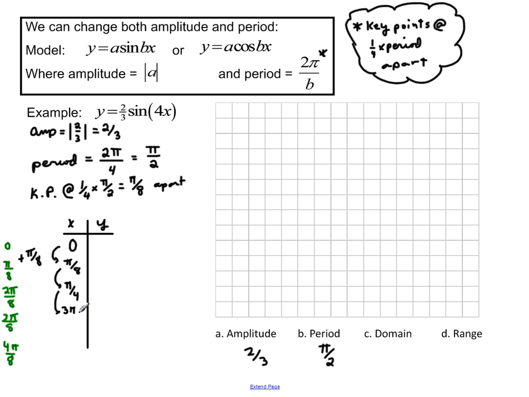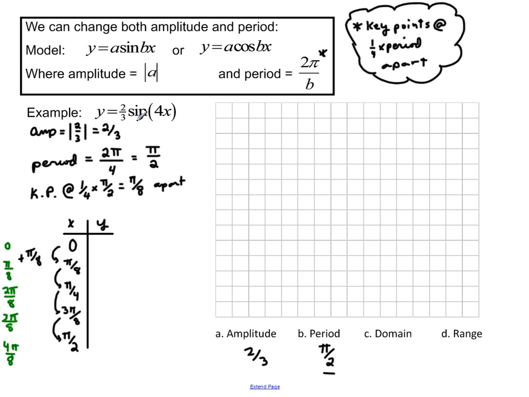Since 3 and 8 don't reduce, we leave it in that form. 4 pi over 8 does reduce, and that becomes pi over 2. And since that's equal to our period, we're done finding key points. We have 1, 2, 3, 4, 5 total key points, which is what we should have.